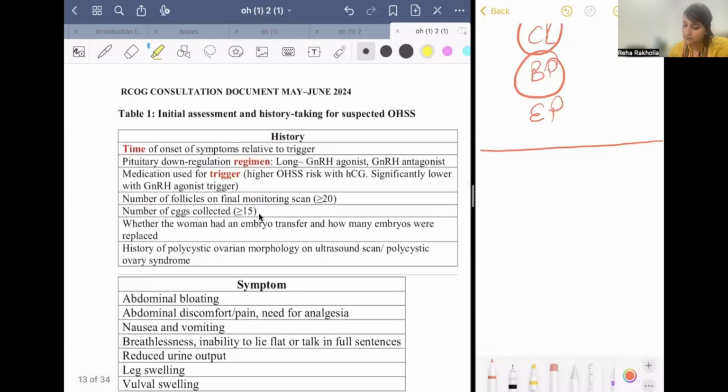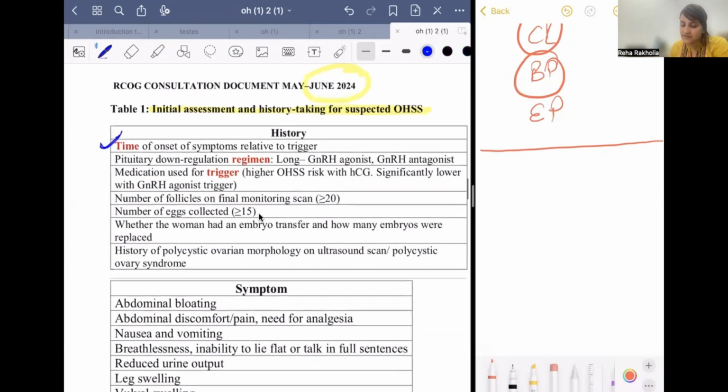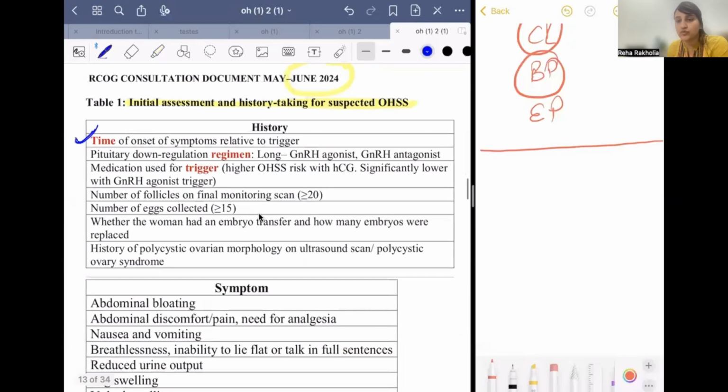Now, the RCOG consultation document 2024 we are talking about. Initial assessment and history taking for suspected OHSS. What all will we ask? The timing of the onset of symptoms related to the trigger, because we want to know whether it is early OHSS or late OHSS. Early OHSS occurs within 7 days. Late OHSS happens after 10 days.